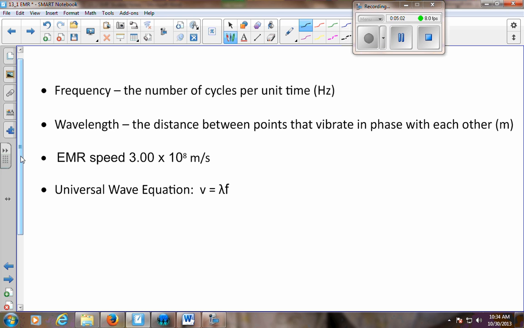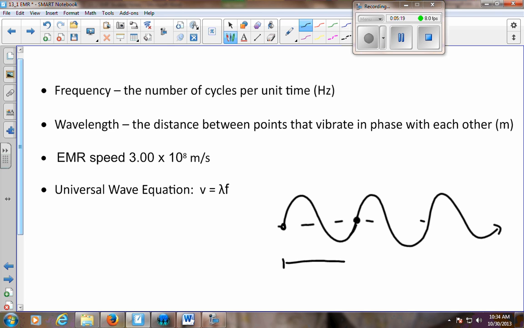Frequency is how many cycles happen in a given time. So if I have a wave like this, from here all the way back to where the wave starts going up again as it crosses through the equilibrium point, this is what I would call one wavelength. It's the distance it takes to recreate itself. So how many times this wave recreates itself in a given time is what we call the frequency.